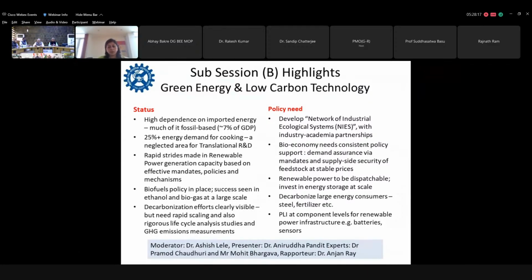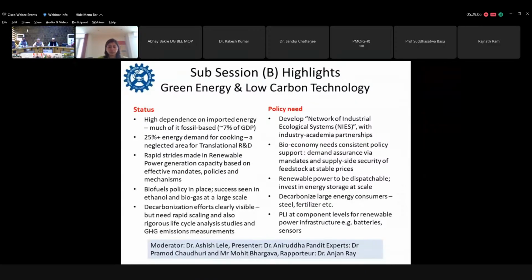The bioeconomy needs consistent policy support, where we need to assure, via mandates, supply-side security of feedstock at stable prices. Some of it could also be agri residues and so on. Renewable power is to be dispatchable, and we need to invest in energy storage at scale, for which the government has of course announced a number of PLI schemes. Then decarbonize large energy consumers such as steel, fertilizers, thermal power, and so on. And PLI at component level for renewable power infrastructure, some of it is already in place. The Honorable Prime Minister also mentioned in the morning that 14 key sectors already have PLI schemes for manufacture. The PLI schemes are in place, but we may need a few more in circular economy.